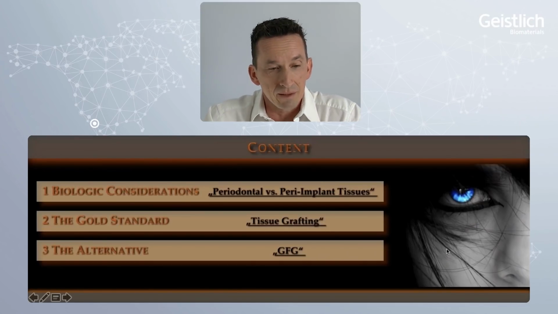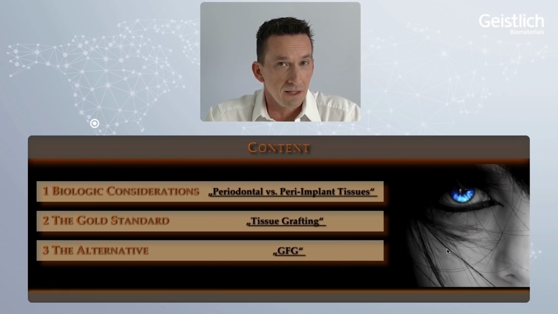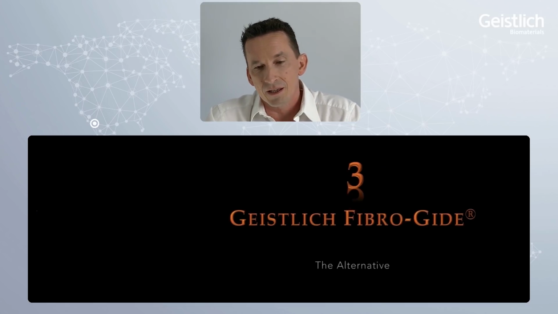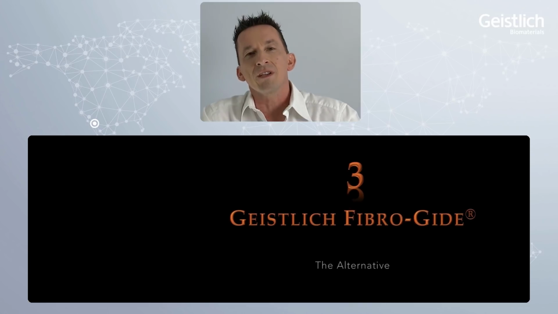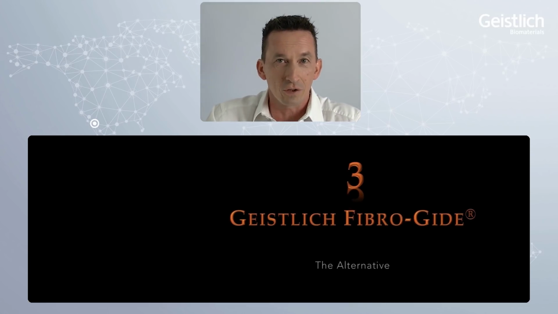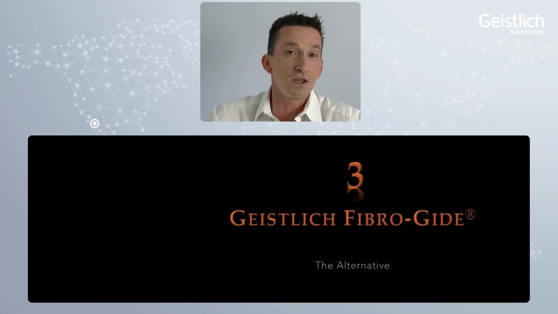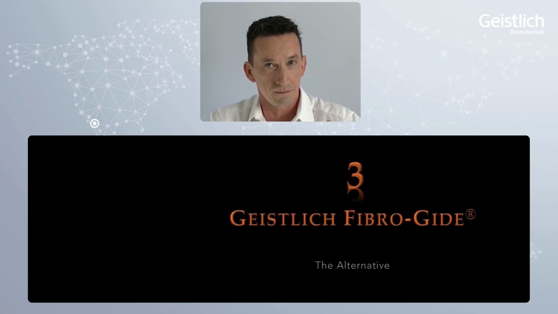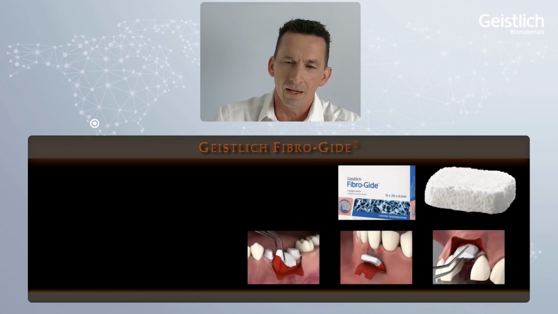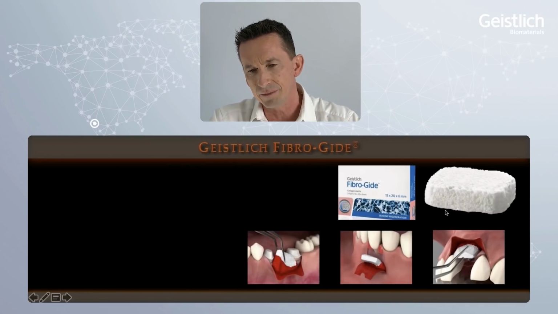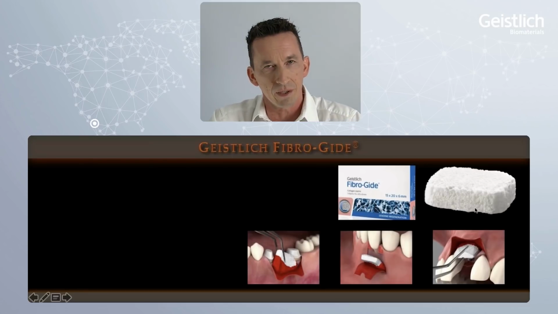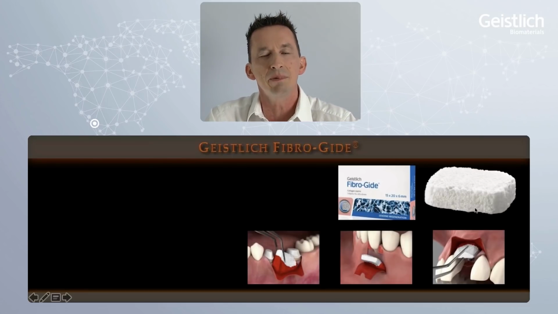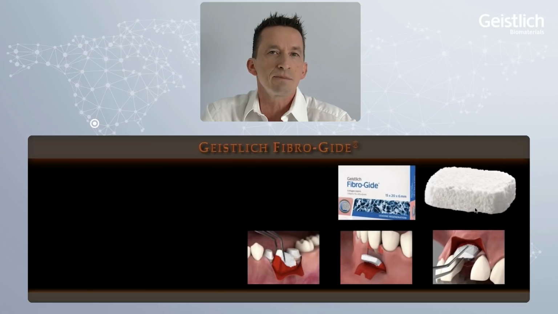Now, ladies and gentlemen, let's talk about GFG, the Geistlich Friendly Giant. We're going to talk about an alternative for connective tissue grafts, a very huge one, which is available just out of your drawer. Here you see the material. It looks very hard, but once you have it in your hand, you will see it becomes soft, like a sponge.